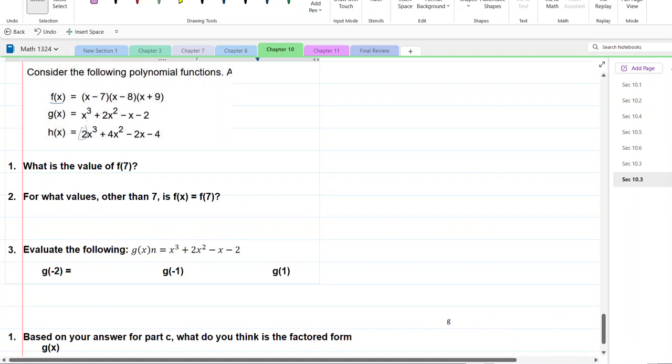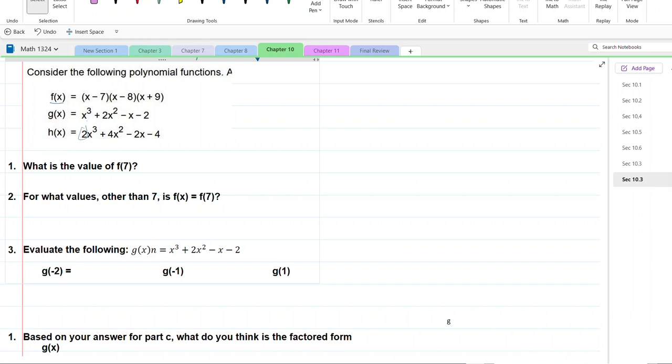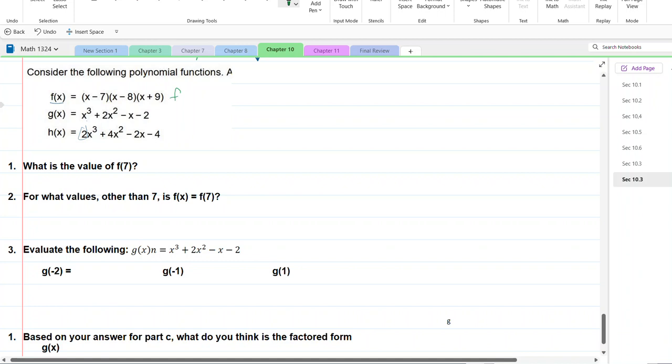So here we have a problem of 3 polynomials. And one of them, this one is factored.